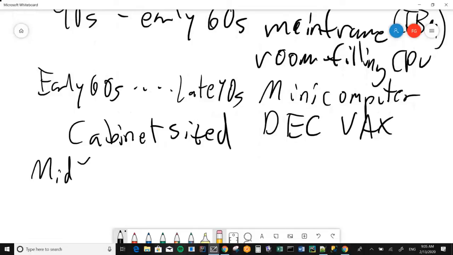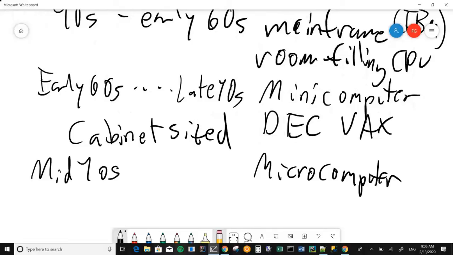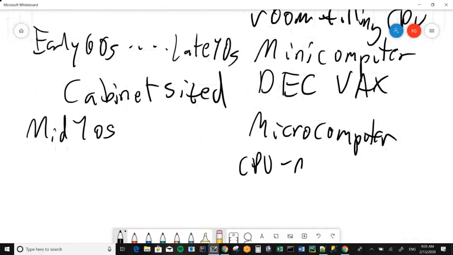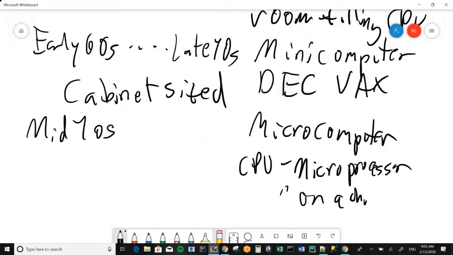Starting in the mid 70s is when we started having what's called a microcomputer. These are the machines that you all are familiar with. What distinguishes a microcomputer is the CPU is what's called a microprocessor. It was a CPU on a chip. And in the context of the time, this was astonishing. Absolutely astonishing.